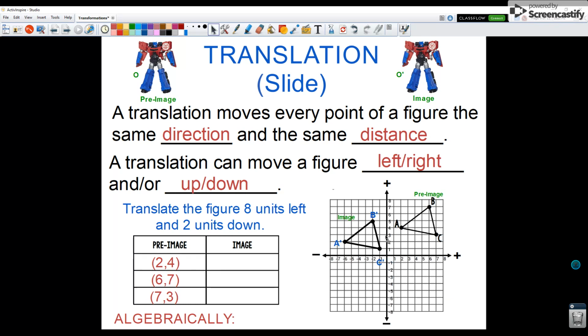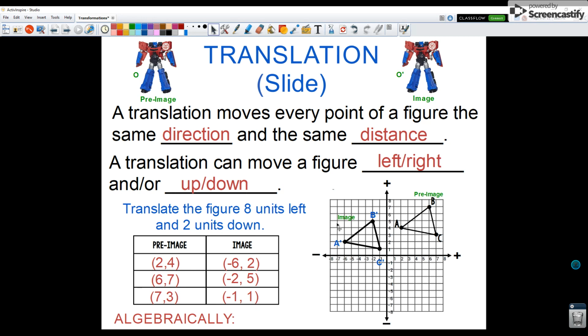A prime went from (2, 4) and is now located at (-6, 2). B prime went from (6, 7) and is now located at (-2, 5). And C to C prime moved from (7, 3) to (-1, 1).